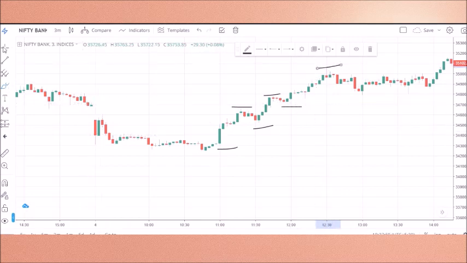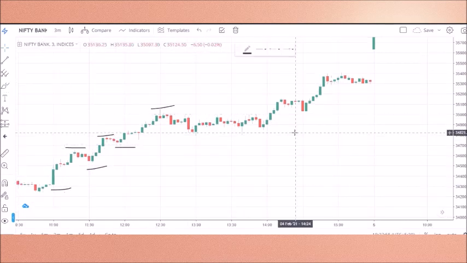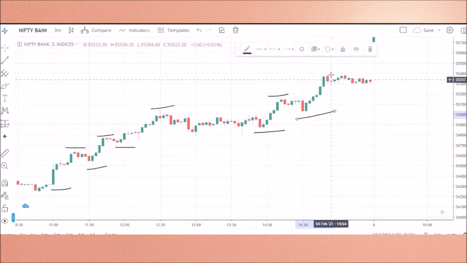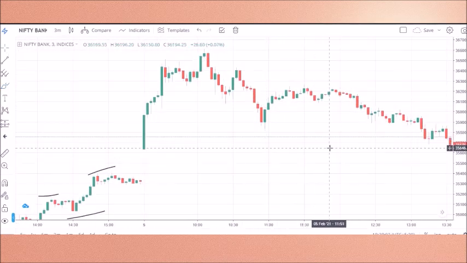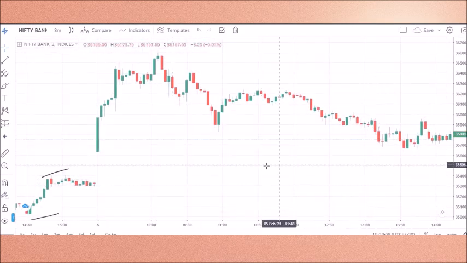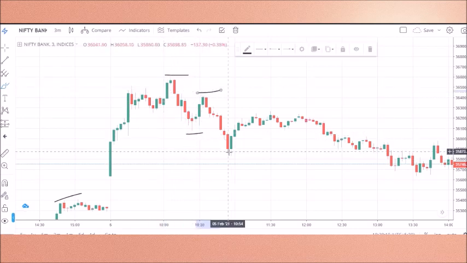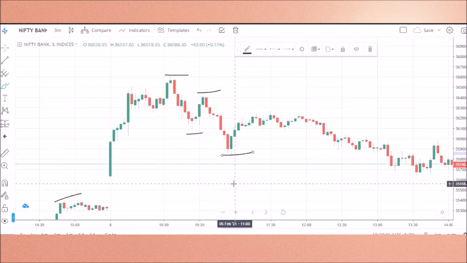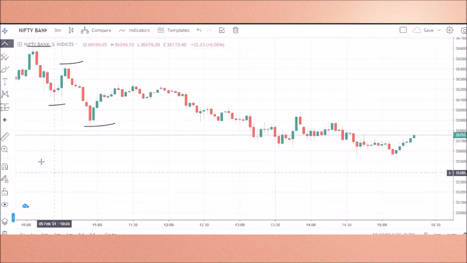Here see, again we have low, high, higher low, higher high, again higher low, higher high. It is a clear uptrend. See here again low, high, higher low, higher high. This homework you have to do a lot so that it will help you in any strategy you adopt. Here again we have high, low, lower high, lower low. That is the downtrend. So this is how you find the trends.